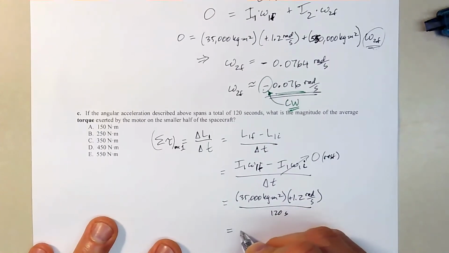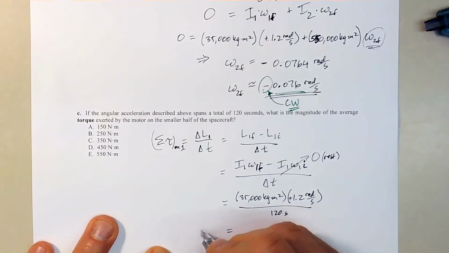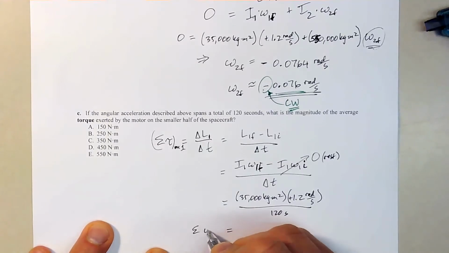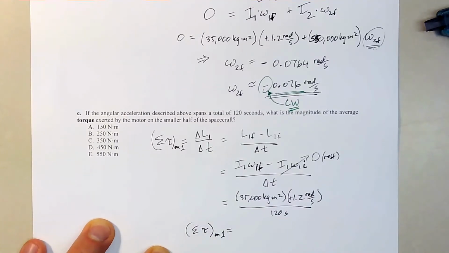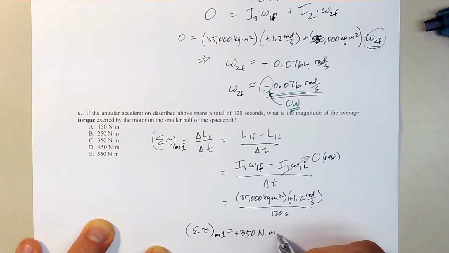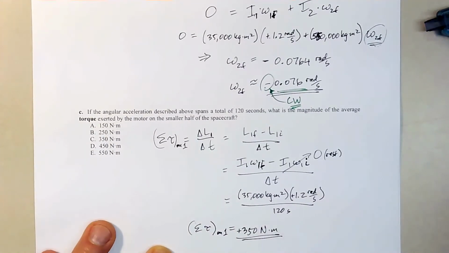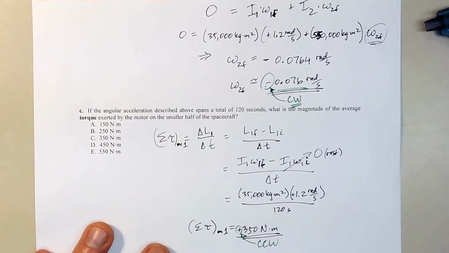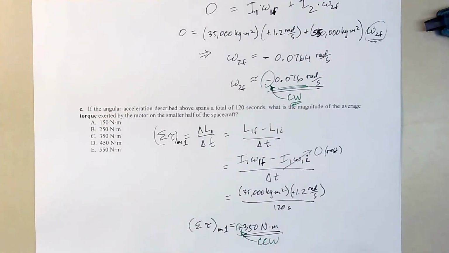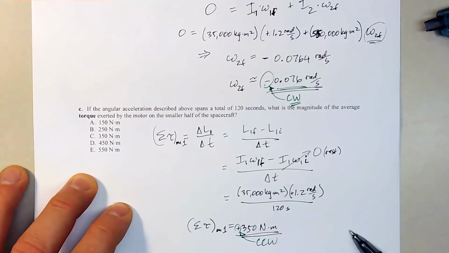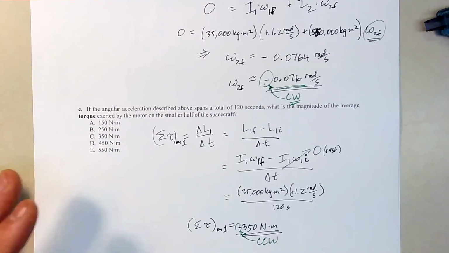So that's going to be equal to, this is the net torque on the smaller portion of the spacecraft, part 1. That's going to be equal to 350 Newton meters. And once again, this positive sign means that it's counterclockwise, which is what we would expect because it started from rest and attained a counterclockwise angular speed. Therefore, there must have been some net torque on it in the counterclockwise direction.